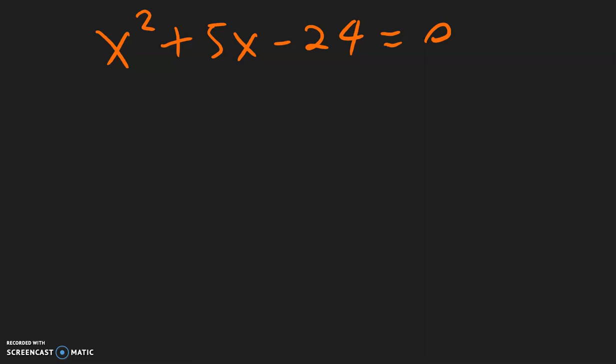Because we don't have anything in the front, all we need to do is break up the 24. So 24 is, we can try 6 times 4.